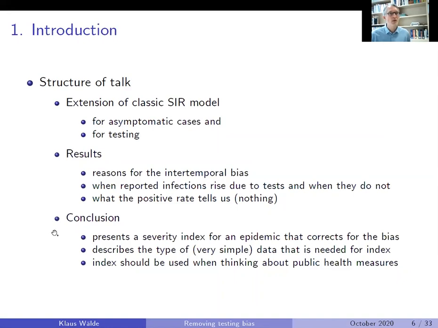So what is the conclusion then? We present a severity index for an epidemic that corrects for the bias. We describe the type of data needed for the index, which is extremely simple conceptually and also in terms of collection. And we stress a lot that the index should be used when we think about public health measures. We shouldn't think about public health measures when we focus on new reported infections.